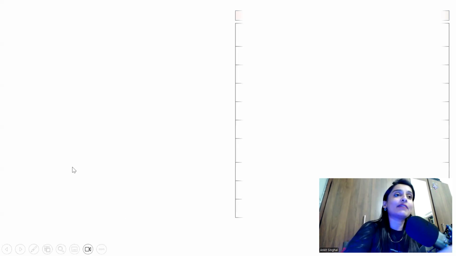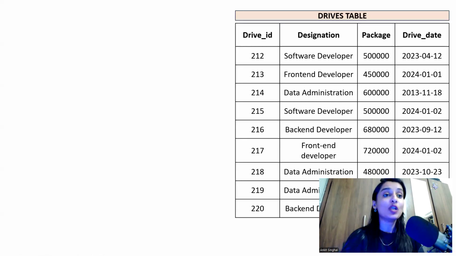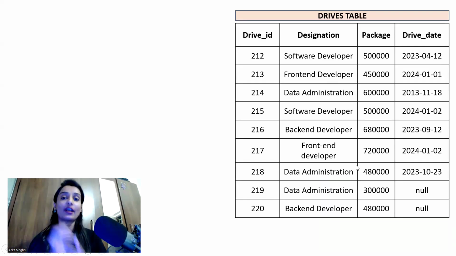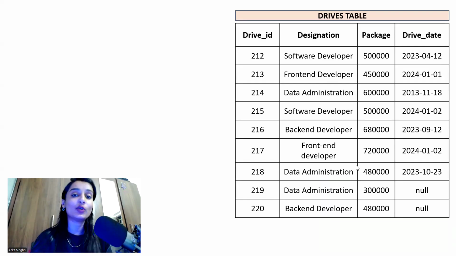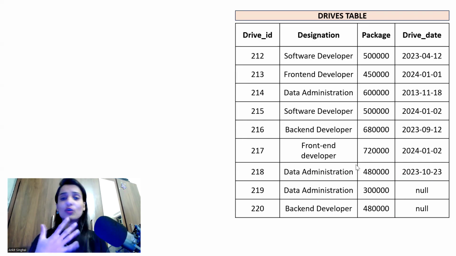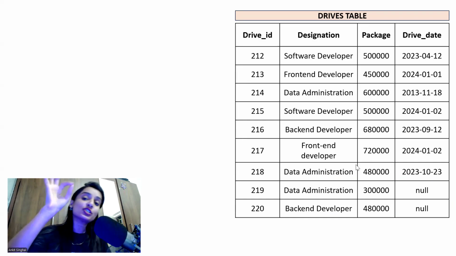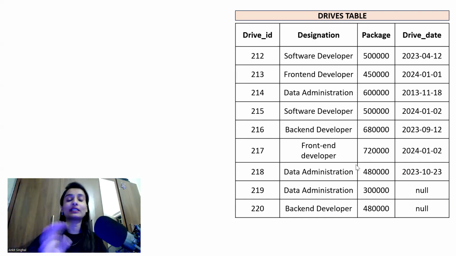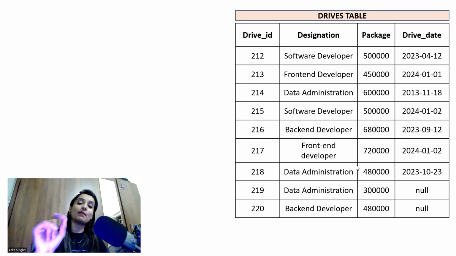Let's say we have one drives table like this. From this table, you have to select the first three records. Now what query will you write? You have to write a query to select the first three records from the drives table. You don't know what columns are present in the table. You don't know anything, guys. You just know the table name. That's all. From the drives table, select the first three records. So how will you write the query?